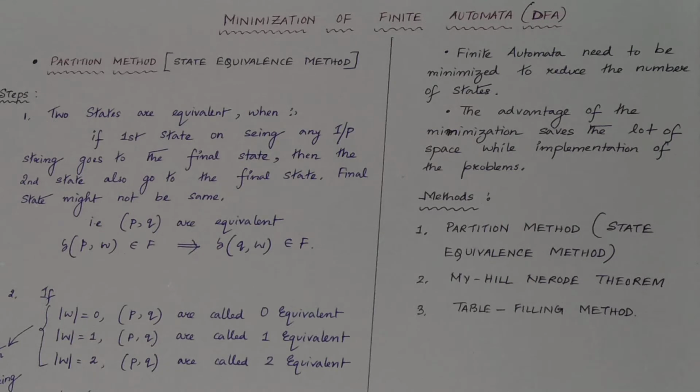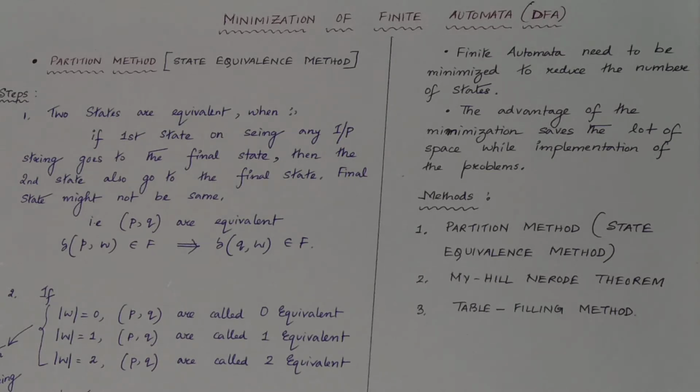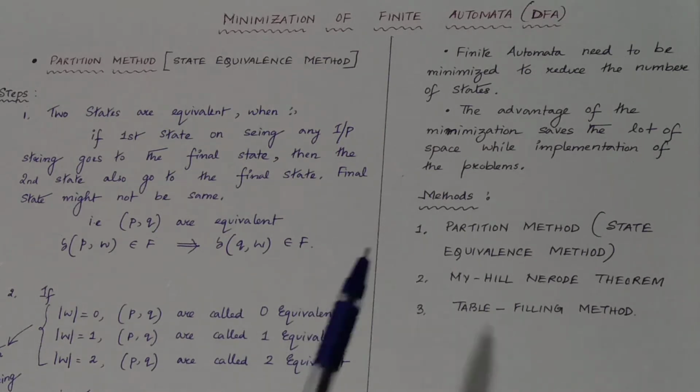What are the methods you can follow? We will follow three methods, but in this lecture video series I will explain two methods only, though I will still try to give you the table filling method, which is the last one. The first method is the partition method, also known as the state equivalence method. The second one is the Myhill-Nerode theorem. This is also an important one if you are a student pursuing university examinations. And the easiest one is the partition method.